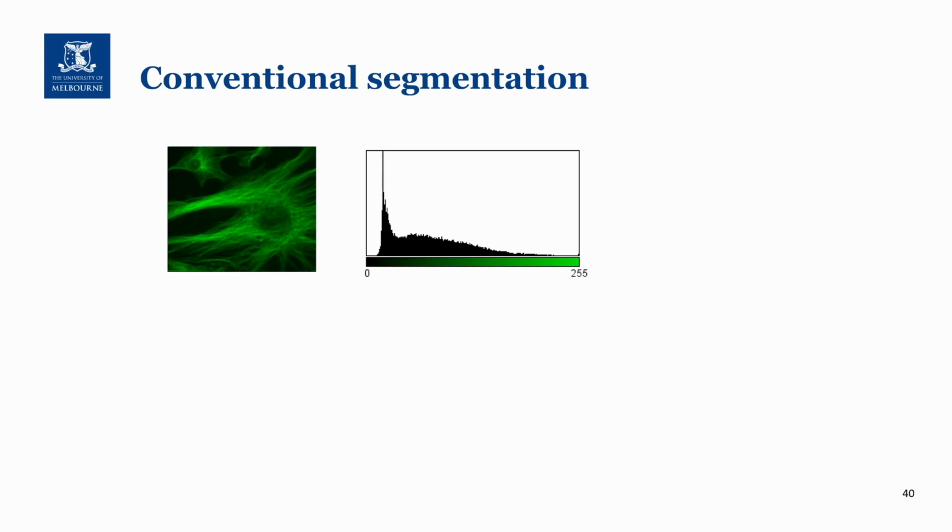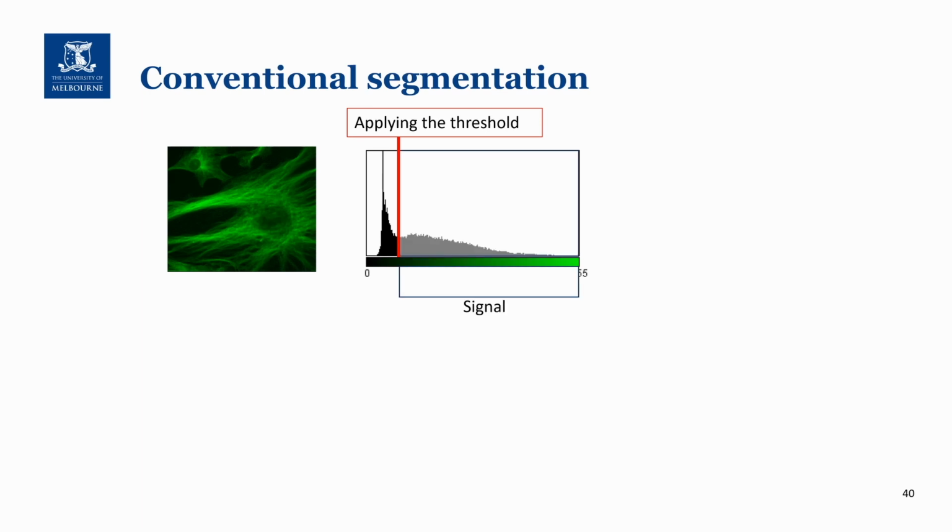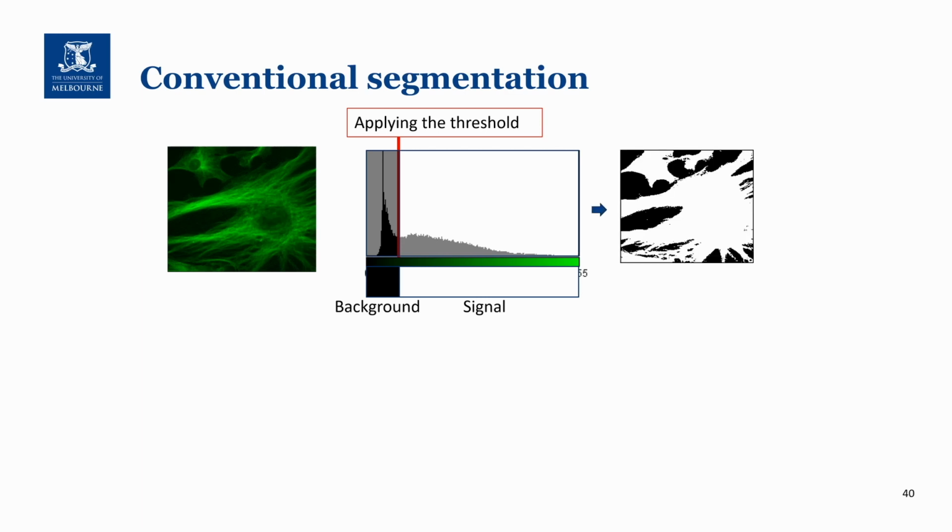First, let's have a look at conventional segmentation. If we want to separate the signal from the background, we can go to our histogram and we can see that there are two distinct populations here. We can set the intensity threshold value around here where it looks like the separation will be okay. And this is the resulting thresholded image.